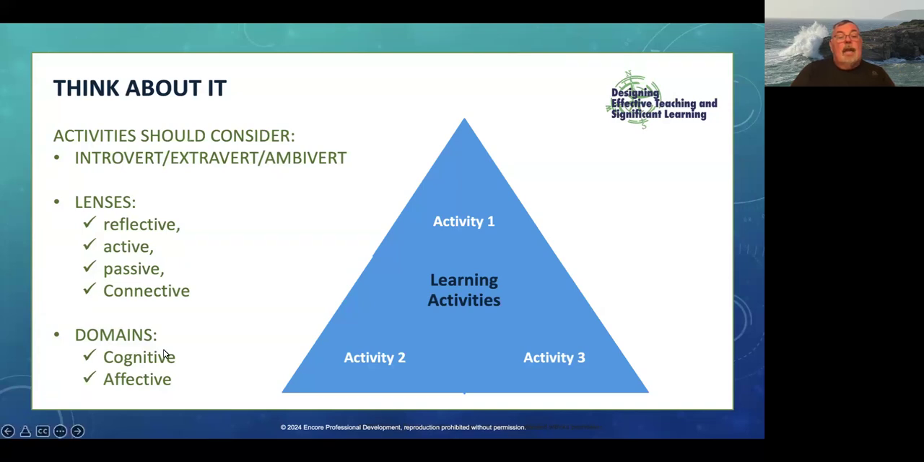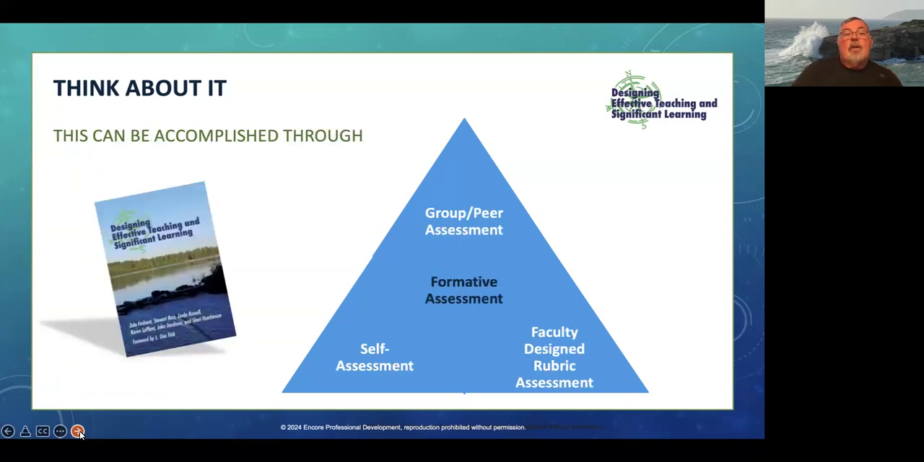And then finally, it lets us break that down into both cognitive domains and affective domains. And that becomes extremely important. So it becomes very intentional the way we want to be able to break that down and take a look at the assessments. You can also break this down by looking at group and peer assessment. These are ways that we can do formative assessments. You can do faculty designed rubric assessment, and you can have students do self-assessment. Again, this triangulation of ways that students begin to use assessment to measure themselves and to be able to progress.